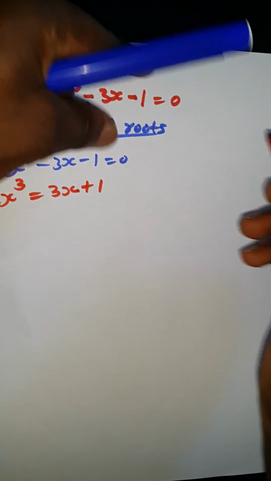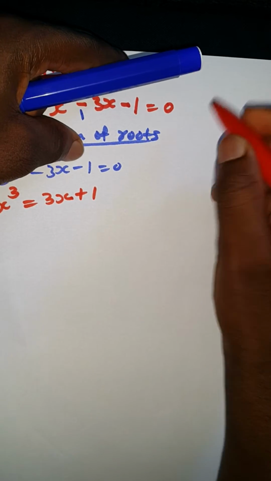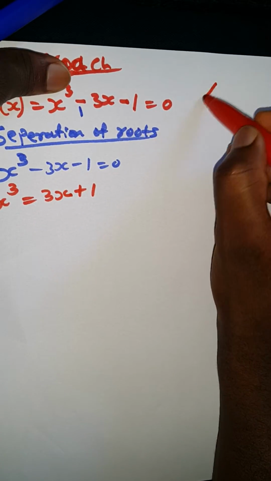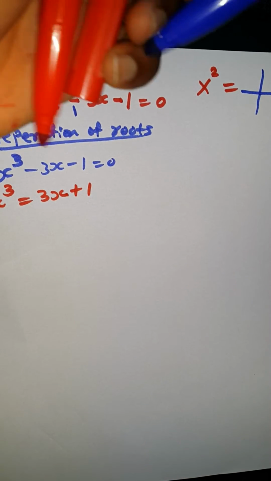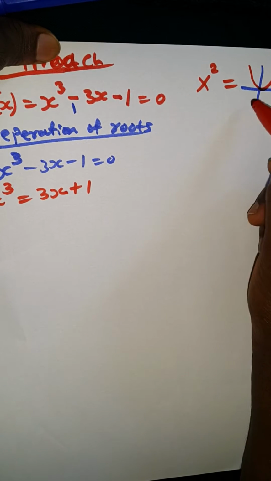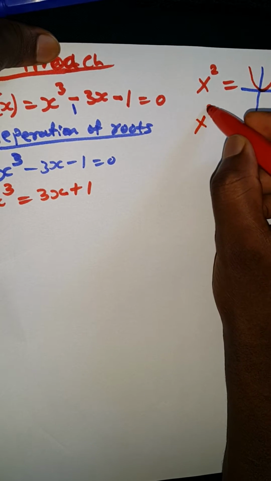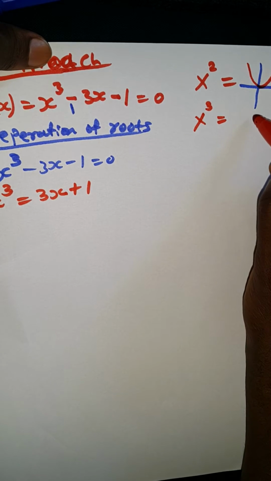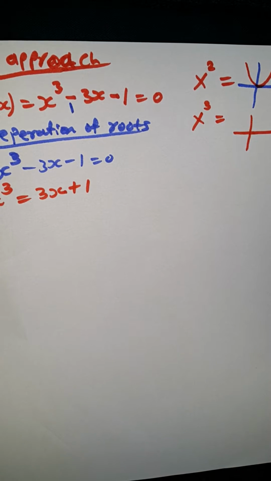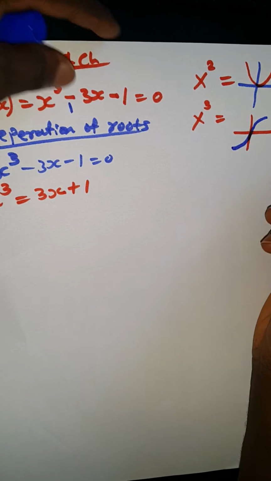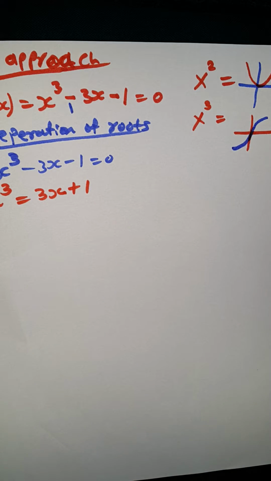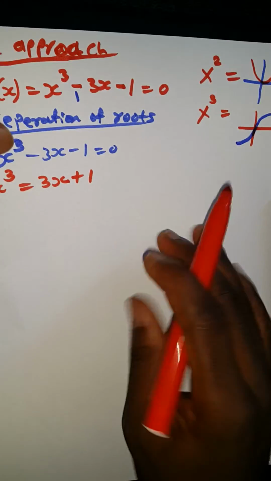In our graph, we know that when we have x cubed, the sketch of the graph normally looks like this. When it is minus, it goes down. And when we have x cubed, which is what we have here, our graph looks like this. This is how it looks. Now we are going to draw this graph separately.